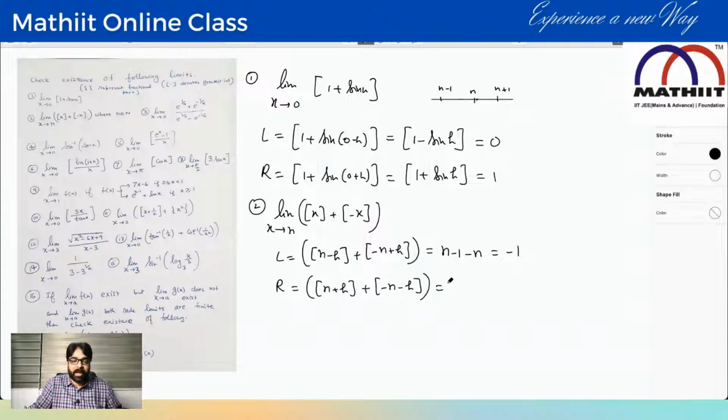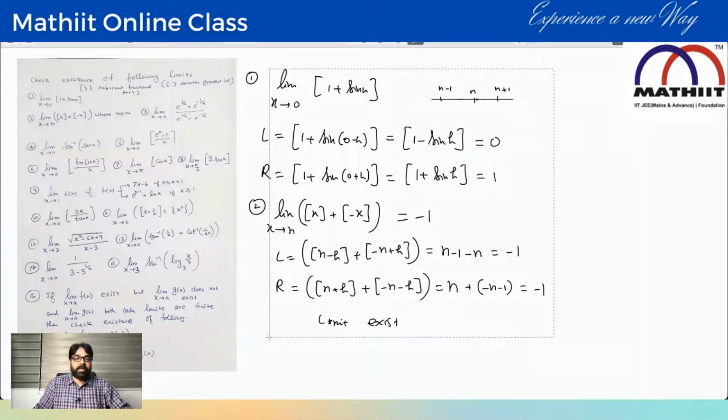So this value will become n, and the other value will be what? Minus n minus h means the number just before minus n, so the greatest integer will become minus n minus 1. Have you understood? So the value will be minus 1. Since these two are equal, we'll say the limit exists. Am I right? And remember, whenever a limit exists, it means the limit has a value, and the value of this limit we can say is minus 1. I'm sure it's clear to everybody.